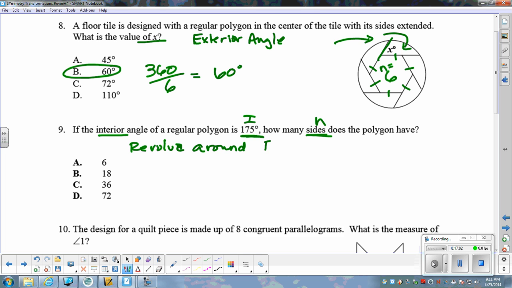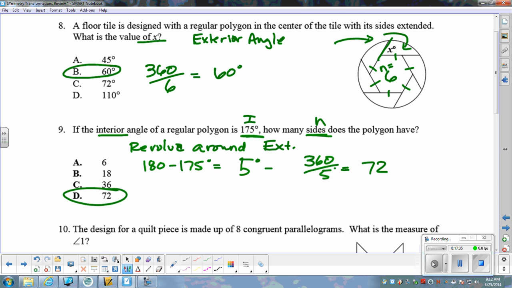We use the exterior angle to get to the number of sides. So I'm first going to find my exterior angle by subtracting 180 minus 175. So we see that one exterior angle is going to give us 5 degrees. And that seems very small. Well, yeah, it is pretty small, which means when I take 360 divided by 5 degrees, that will give me my number of sides as being 72. So a 72-gon is what we're looking at here.